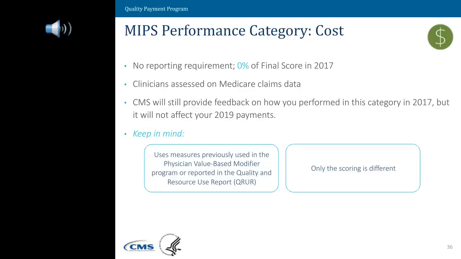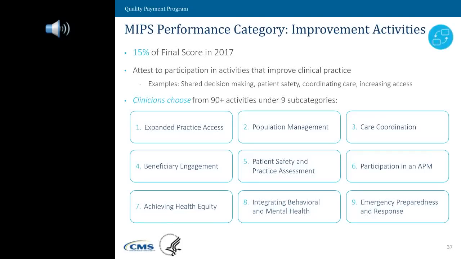We have included 2 measures that were previously part of the physician value modifier, the Medicare spending per beneficiary and a total cost measure. And we also have included 10 episode measures. So let's move on to slide 37, the improvement activities performance category. So this is the new category that's available under MIPS. This was not previously available under the PQRS or VM or Meaningful Use program.